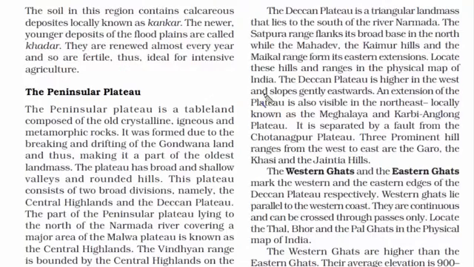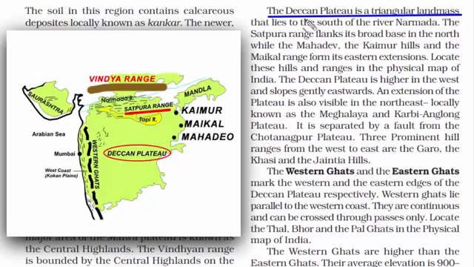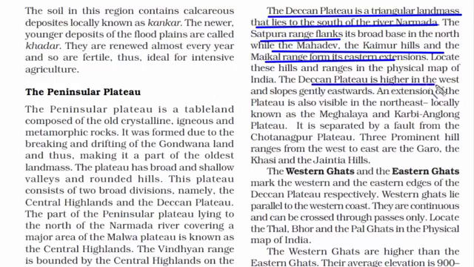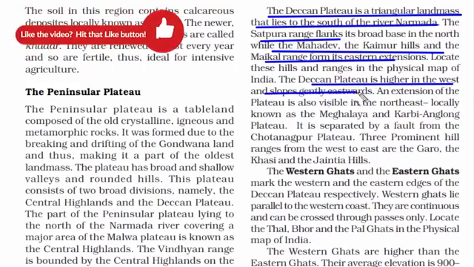And the second division of Peninsular Plateau is the Deccan Plateau. This landmass lies to the south of the river Narmada. The Satpura range is the boundary in the north for Deccan Plateau, and towards the eastern side, Mahadev, Kaimur Hills and Maikal range is the boundary.